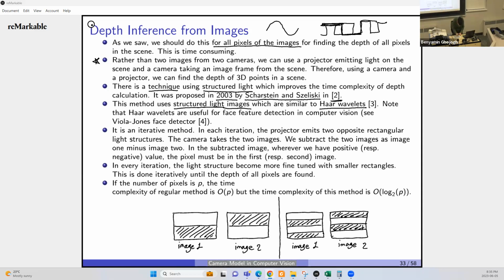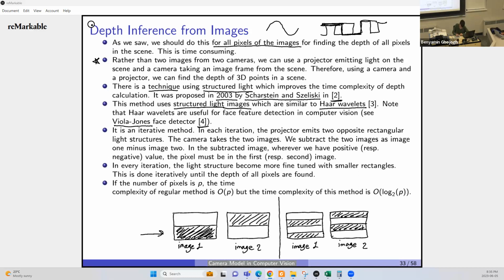For example, such as this. In this part, you have 0, in this part, you have 1. So you have something like this. You can see Haar wavelets, and Haar wavelets have been used for face detection. It's called the Viola-Jones face detector. Take a look at reference 4 and you will see more about it. Haar wavelets have been used a lot in computer vision.